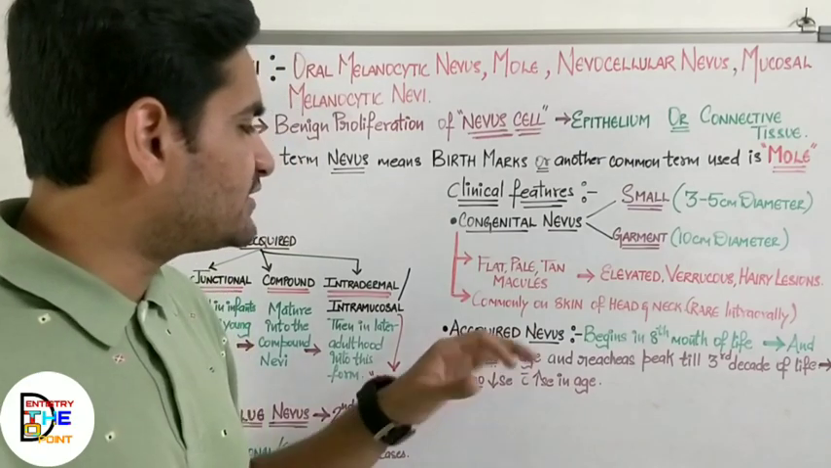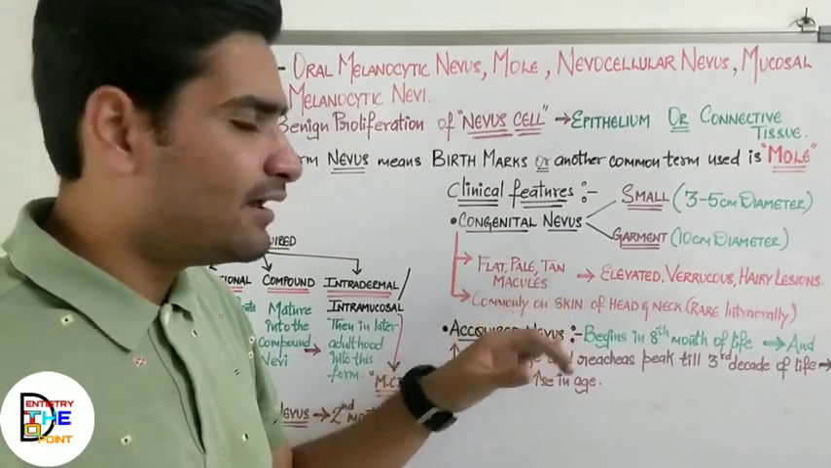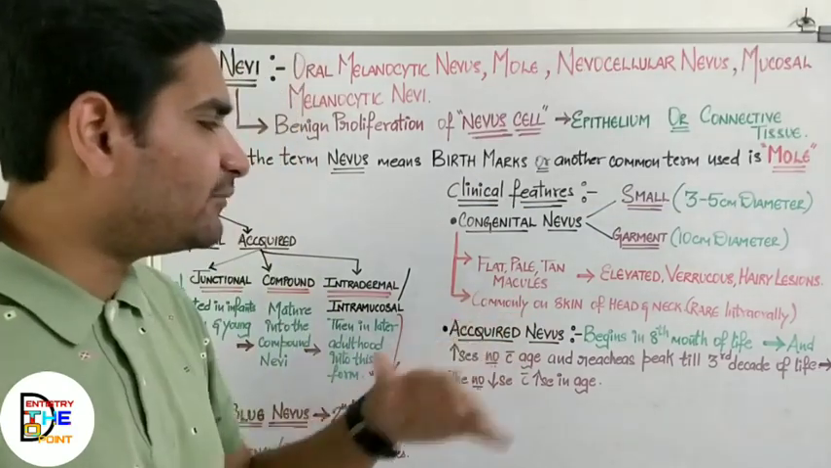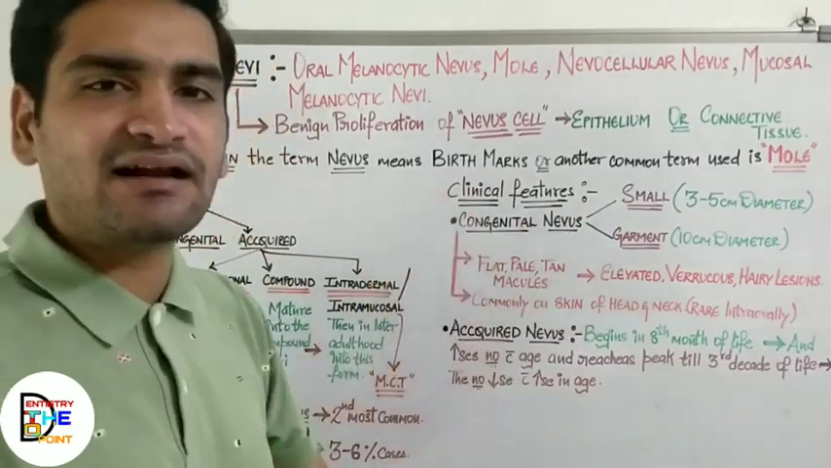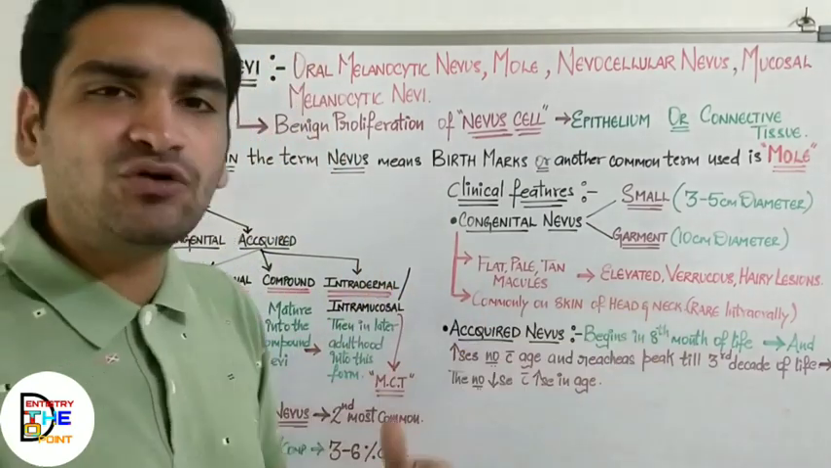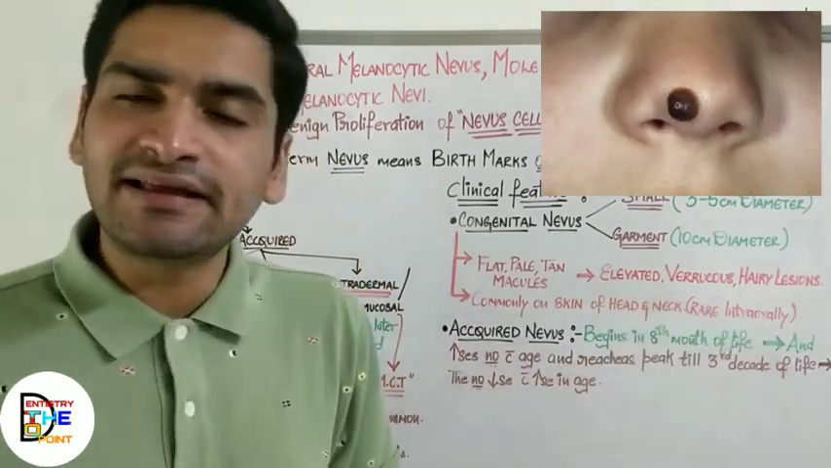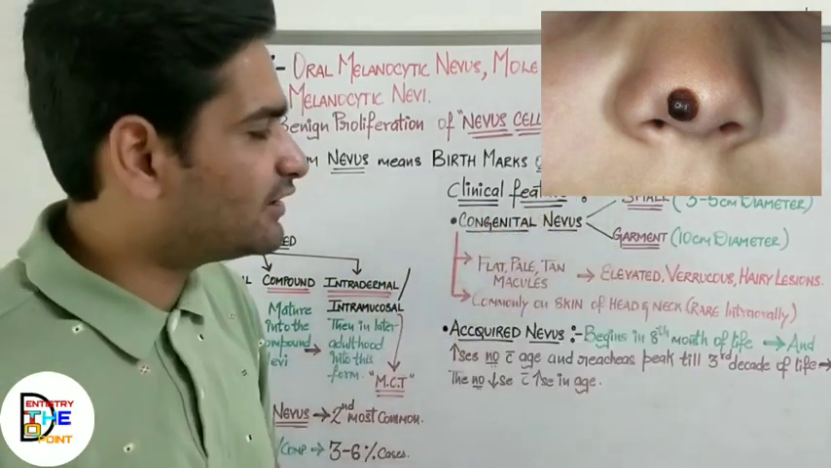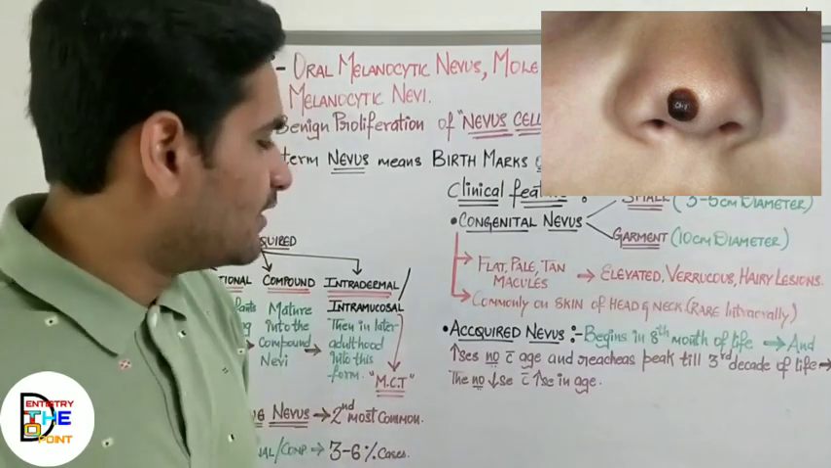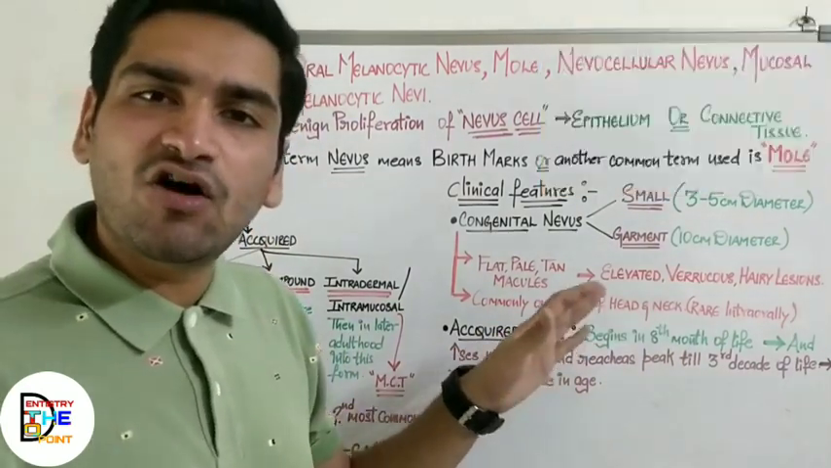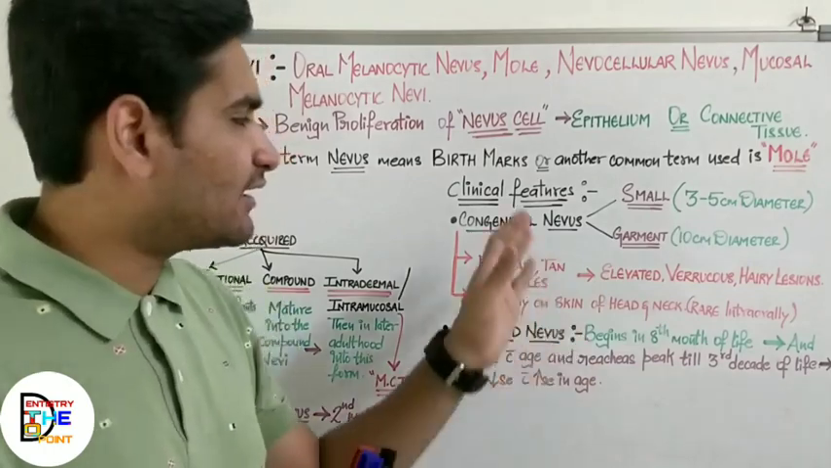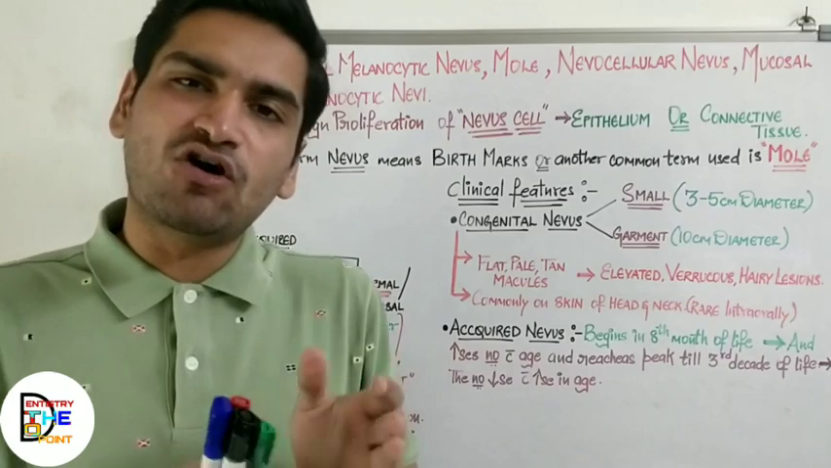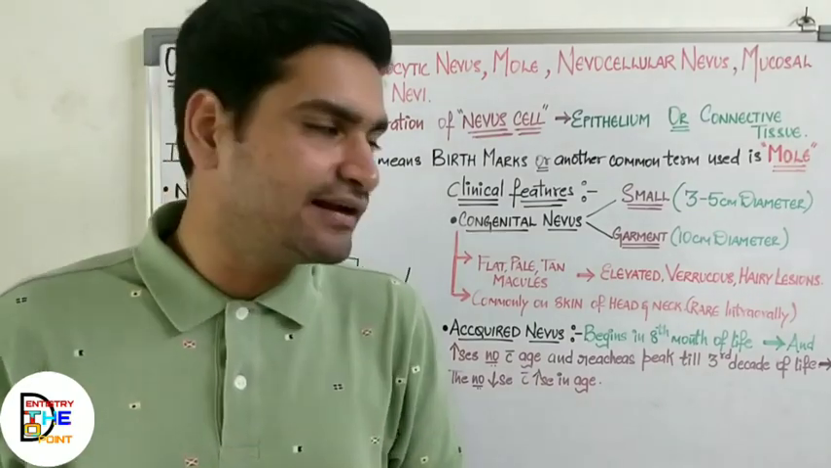Initially the lesion is in the form of flat, pale, tan macules, and then after some time they are converted into elevated, verrucous, hairy lesions. Commonly they occur on the skin of the head and neck, and rarely they occur intraorally.